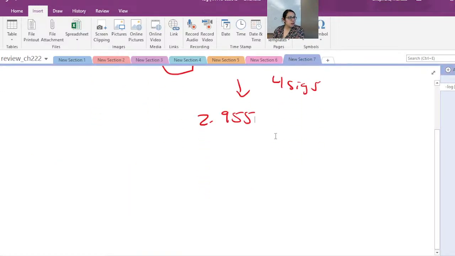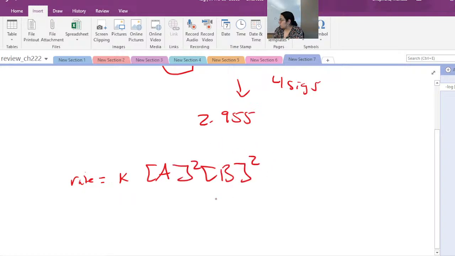Let's just practice one. If you have your rate equal to k times A squared, B squared, what's your overall order of this reaction? It's 4. Remember, that was just adding up your total. So overall 4.